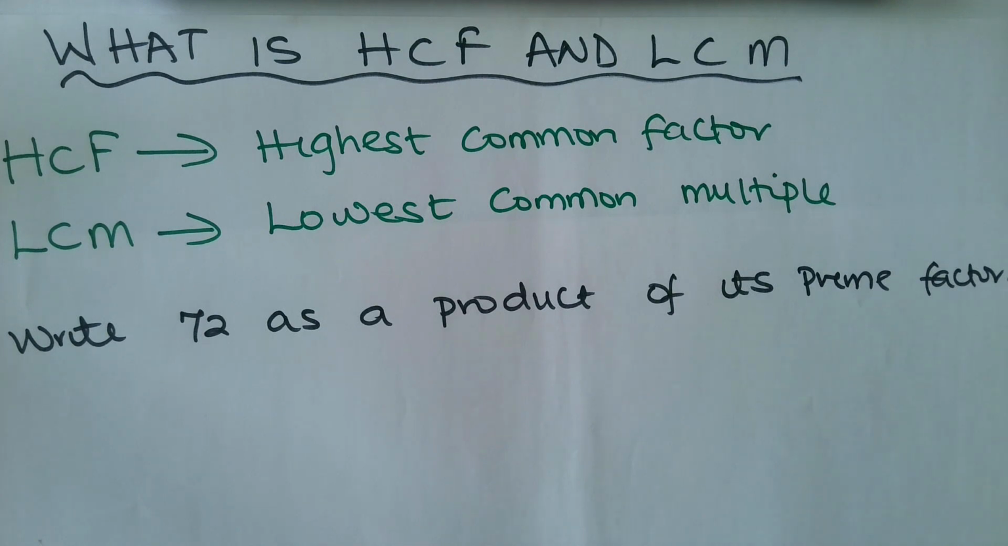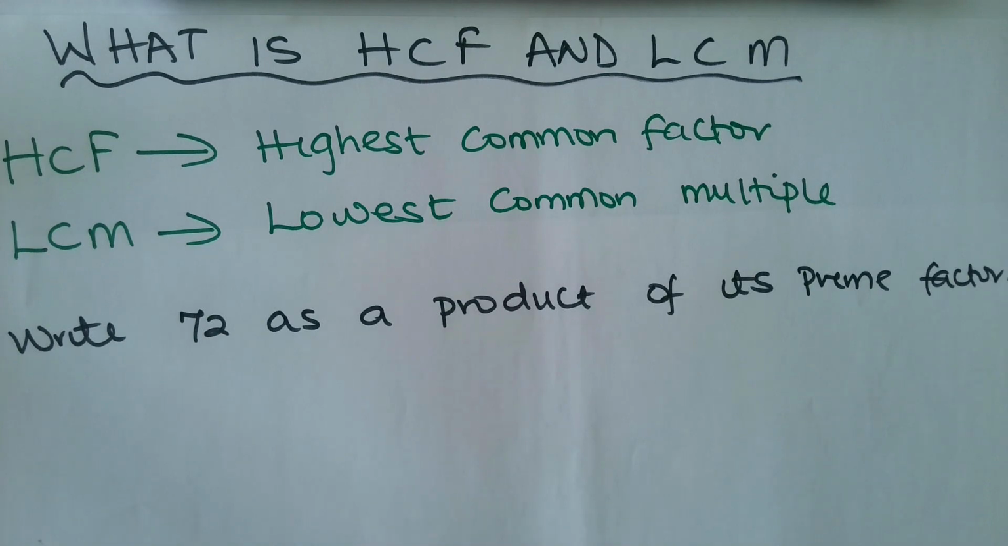Now, when we look at the LCM, which is the lowest common multiple, this is the smallest integer that is a multiple of two or more composite numbers. Right? We're going to be looking at that in this session.